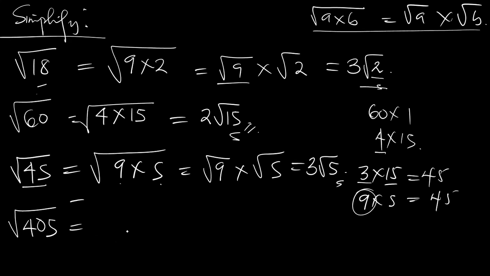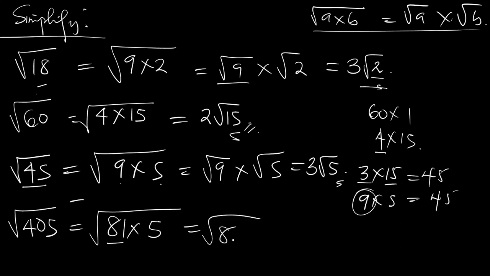Now 405 has a perfect square in it. 81 times 5 will give you 405, and 81 is a perfect square. So applying this surd rule, you say the square root of 81 times the square root of 5, which gives you 9 square root of 5. Now we have reduced this expression to its basic form.